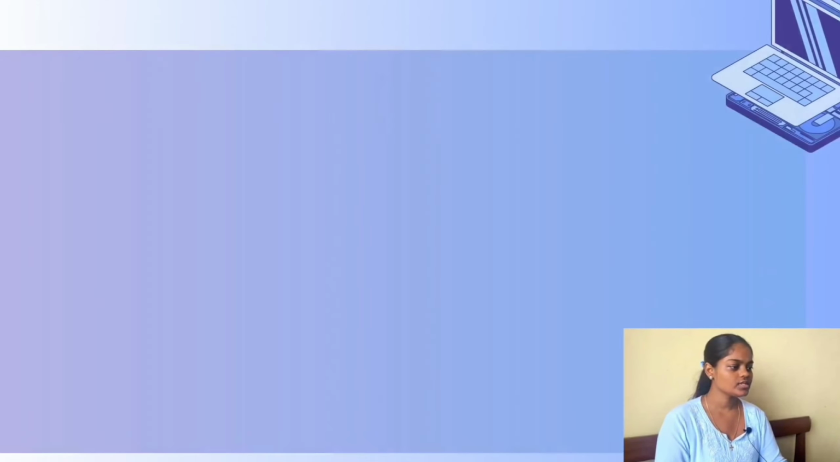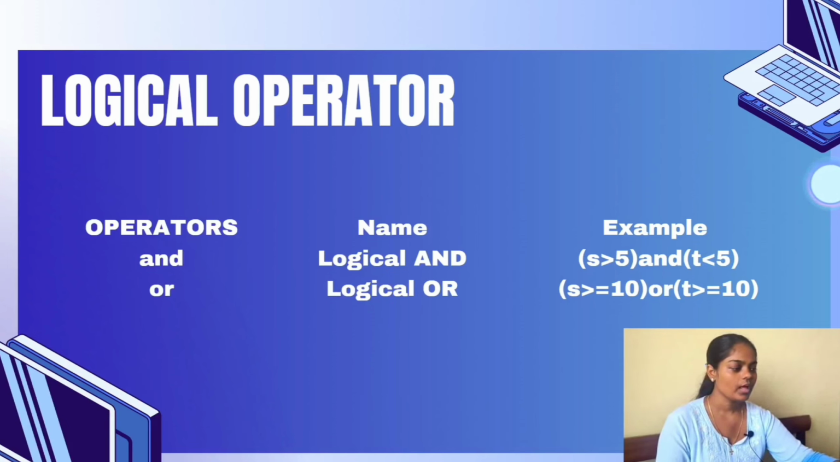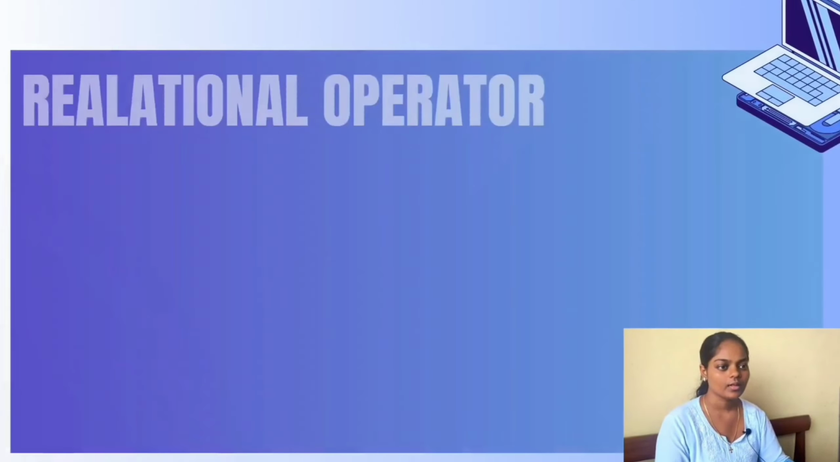Next, we will move towards the second one, which is logical operators. They are used to combine conditions, and they return either true or false. The first one is AND. The AND logical operator is used if both conditions are true. And the second one, the OR logical operator, is used if any one of the conditions is true.